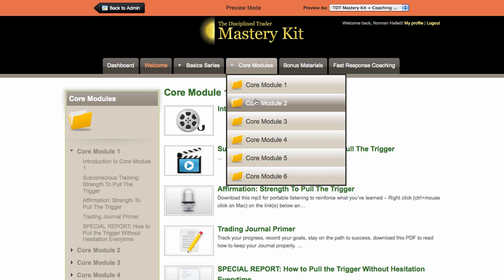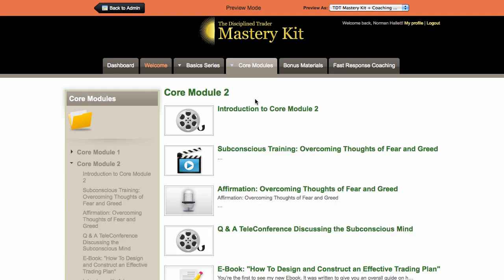Core module 2, you spend a week on core module 1, a week or 2 weeks. This whole course you do on your own time. So you want to get through the information in an orderly fashion, the way we present it to you, but you want to do it on your own time. There's no rushing through this. Everybody has their own speed.